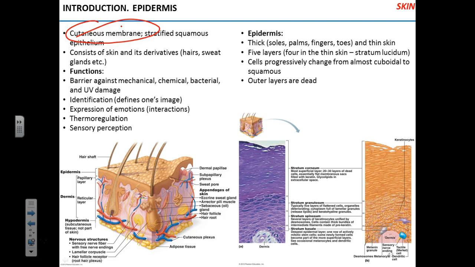Okay? So on the outside, it consists of stratified squamous epithelium. You can see it is yellow in this picture. And it also consists of layers of connective tissue under it. We're going to discuss which tissues are a part of the skin. And in the skin, you're going to find also a lot of its derivatives.